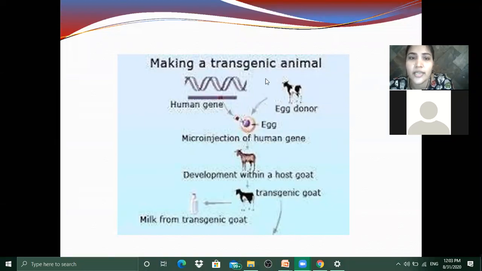Making a transgenic animal: you have the human gene, you have an egg donor, then you have microinjection of the human gene into the egg of the goat, and then development within a host goat, then the transgenic goat, then milk from the transgenic goat will be produced.